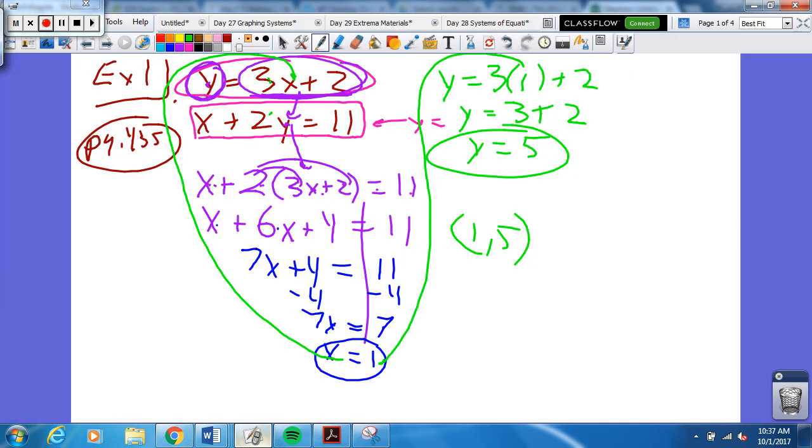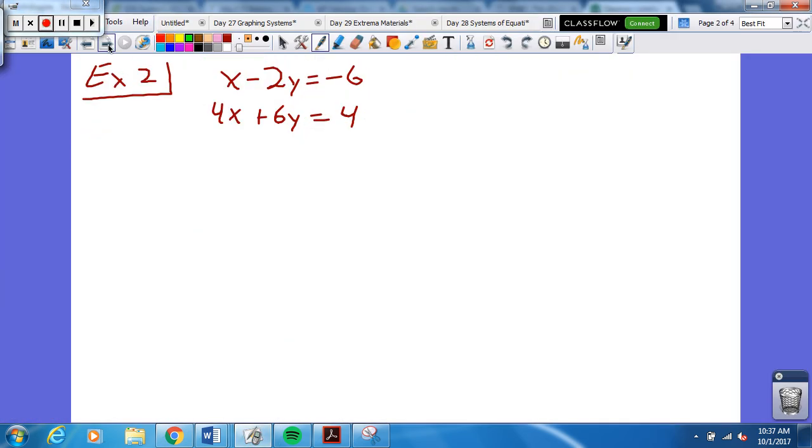Let's try another one just like it. Flip the page in your textbook. Here we go. Example 2. Write this in your notebook.